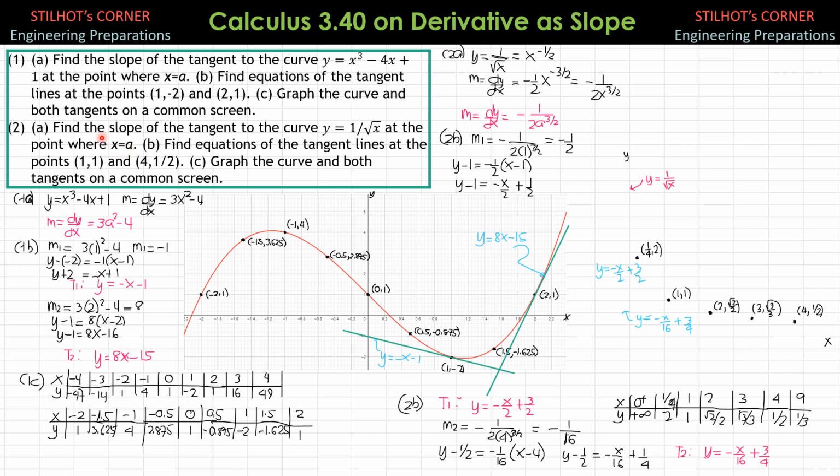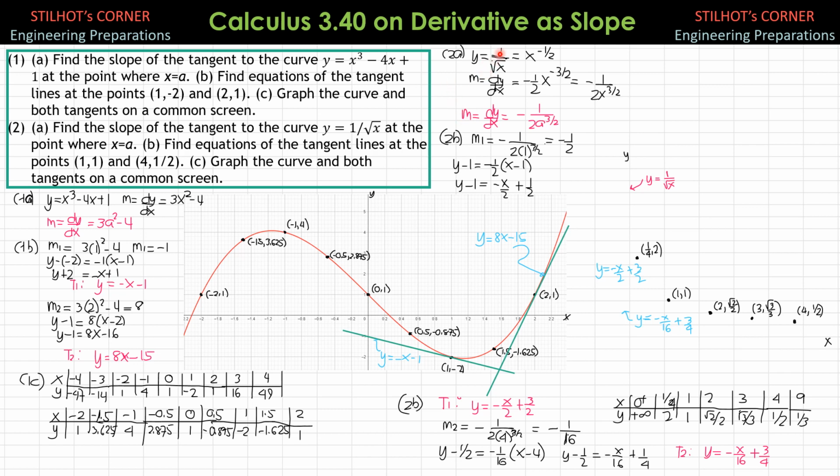For the second problem, find the slope of the tangent to the curve y equals 1 over square root of x at the point where x is a. Then find equations of the tangent lines at the points (1, 1) and (4, 1/2), and graph the curve and both tangents on a common screen.